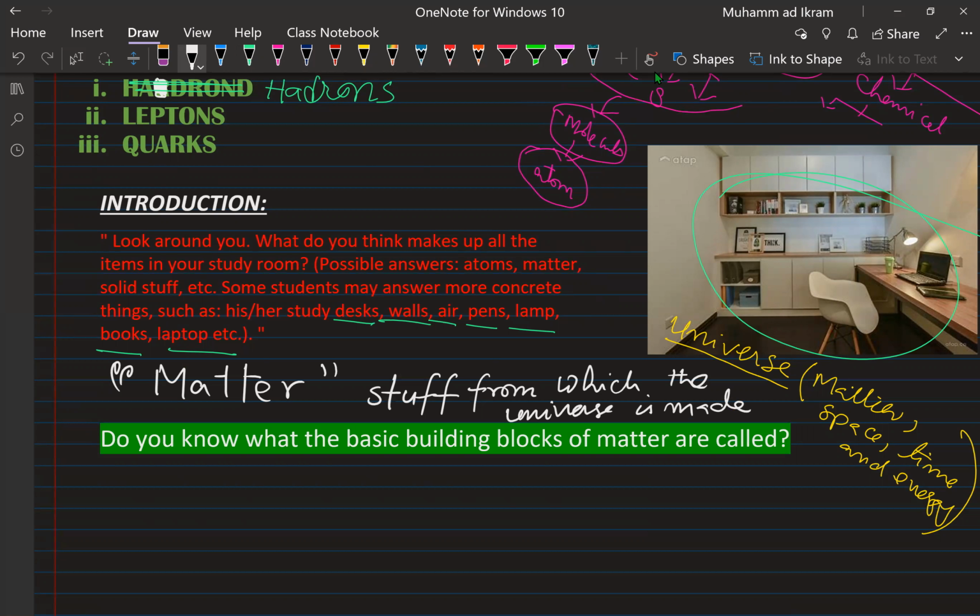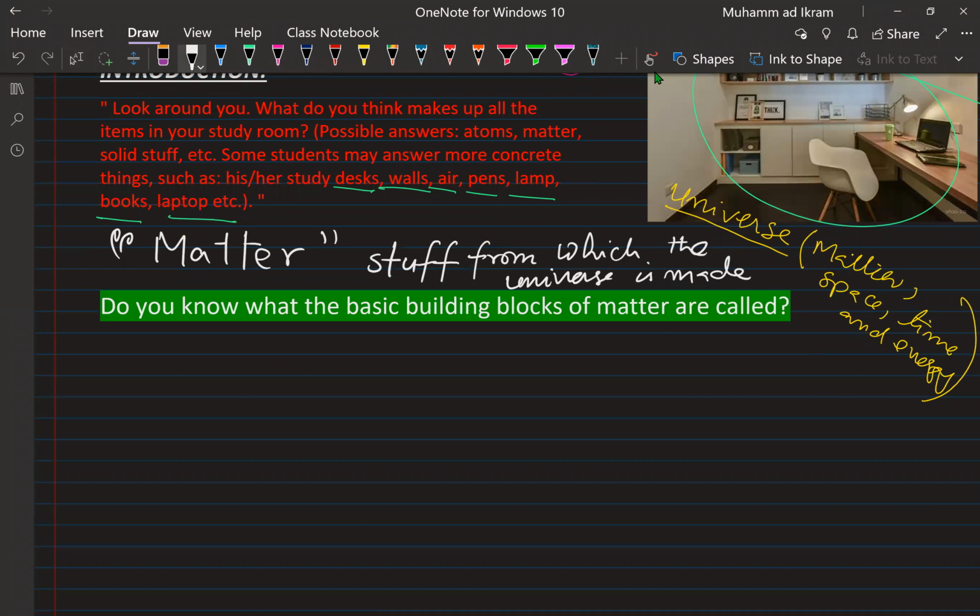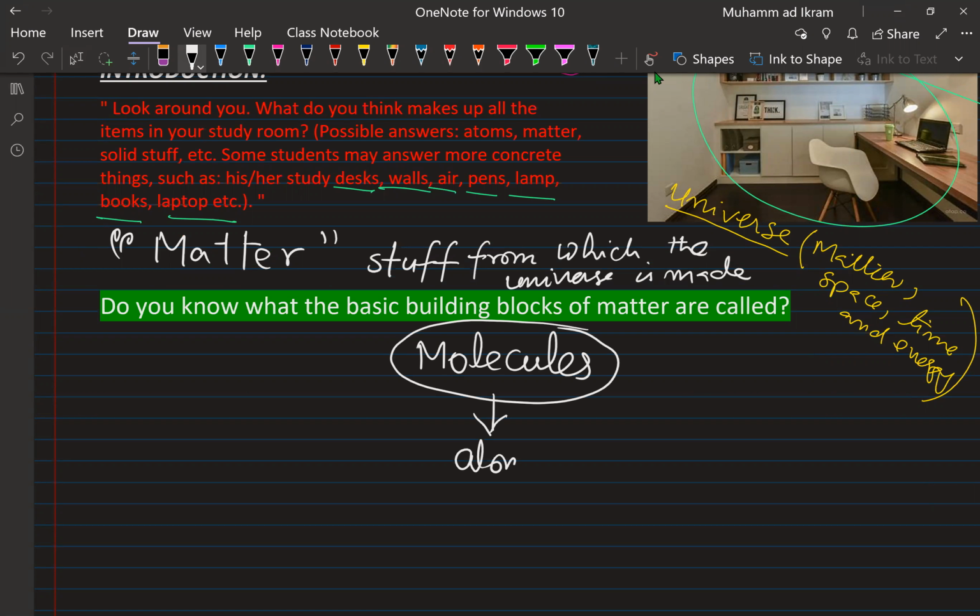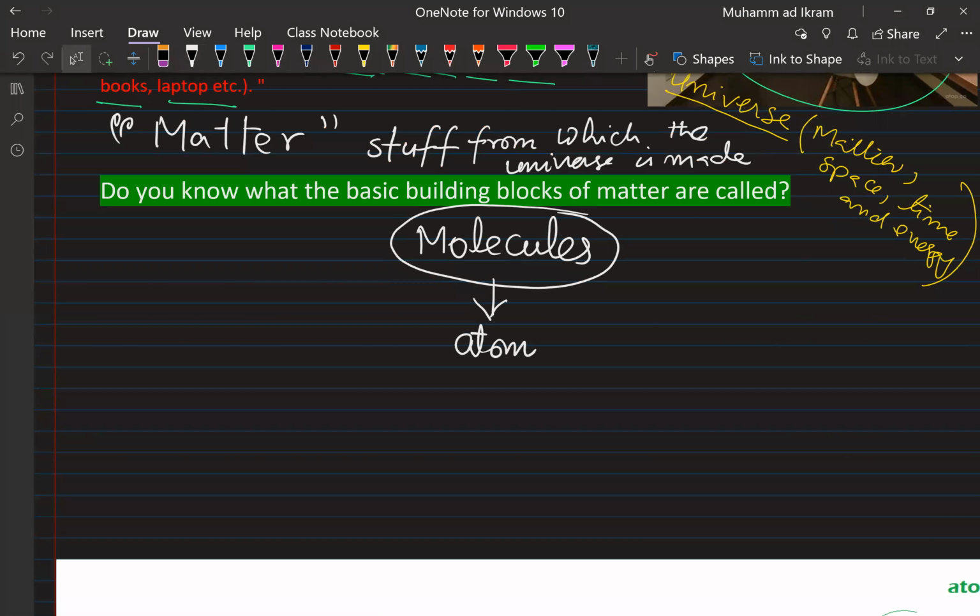Now the bigger question is, do you know what the basic building blocks of matter are called? And of course we call them atoms, right? If you remember, I told that they are called molecules, but the building blocks of matter, the entire matter, is in fact made up of what? It is made up of atoms, right? If you remember, in the previous lecture, I told that atom is nothing but it consists of what?